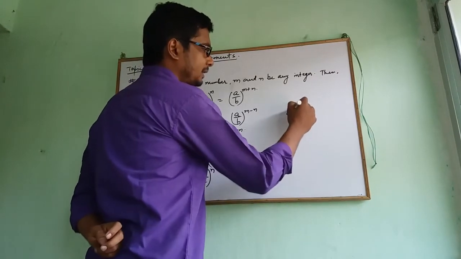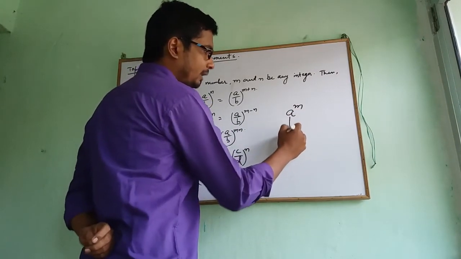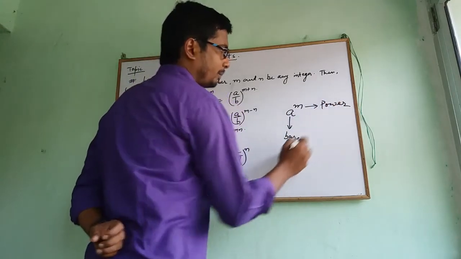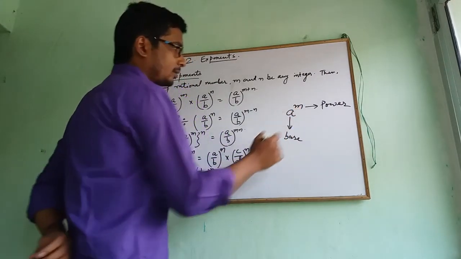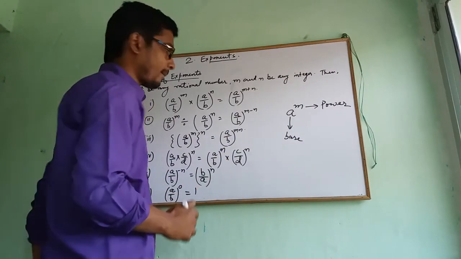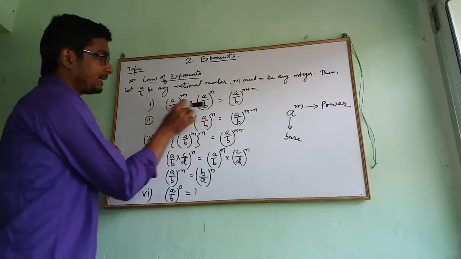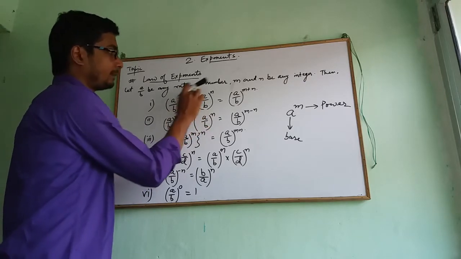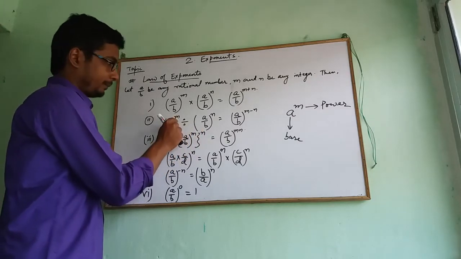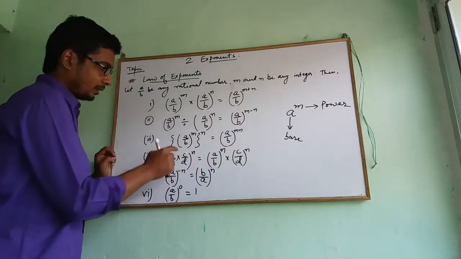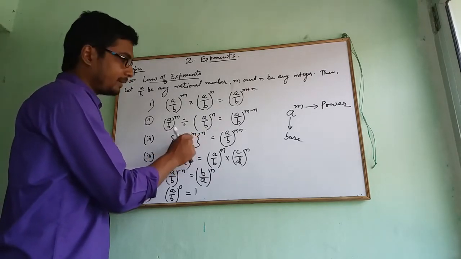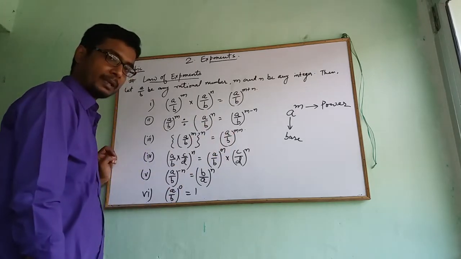you have already studied in earlier classes that we call this the base and this the power. So anything which is raised to a power is called an exponent. Here you can see, if the bases are the same and multiplication is there, then the powers will be added. If the bases are the same and division is there, then the powers will be subtracted. If the base is the same and there is a bracket with a power outside, then the powers will be multiplied.